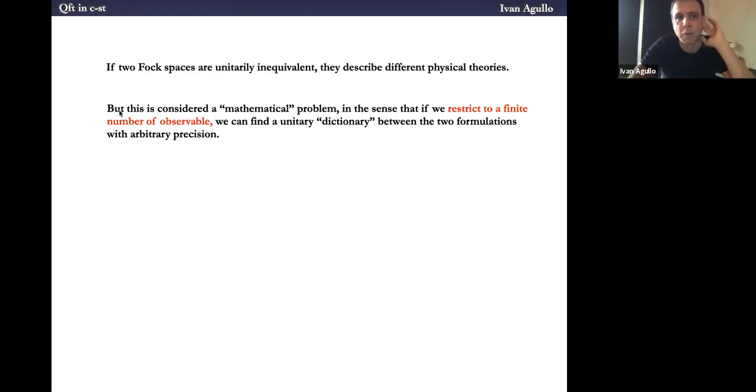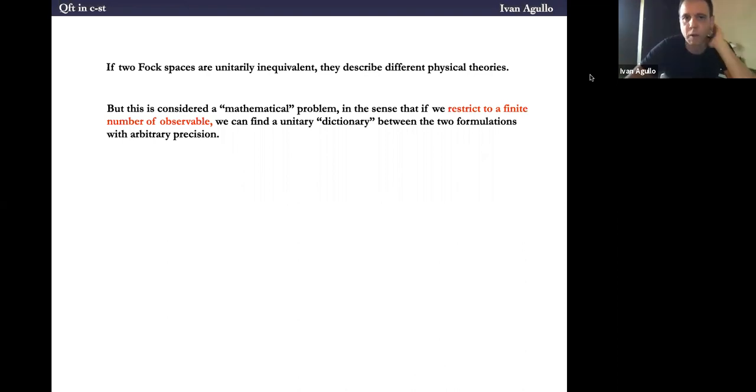So let me summarize this. This inequivalence is considered a mathematical issue, in the sense that we can always restrict to a finite number of observables. If you tell me we are going to measure only this set of observables, which can be as large as you want but has to be finite, then for that restricted set of observables, one can always find a unitary map with arbitrary precision. So therefore, the statement is that this is not considered a problem to do physics.